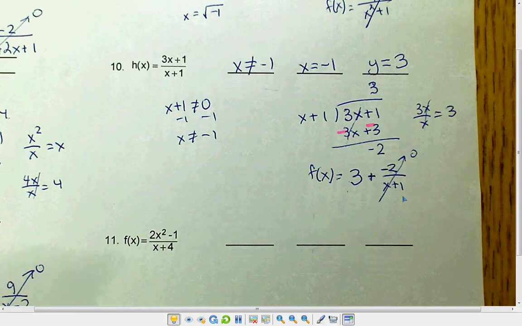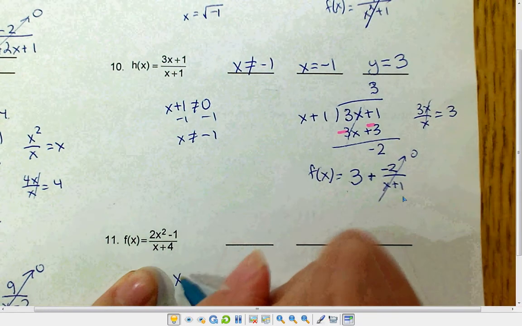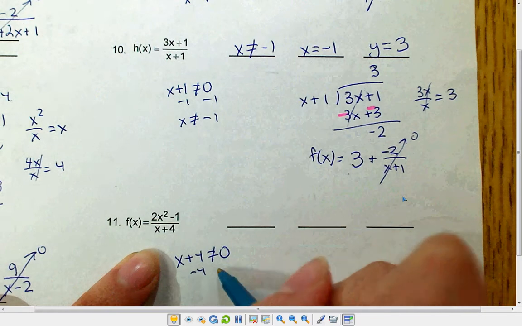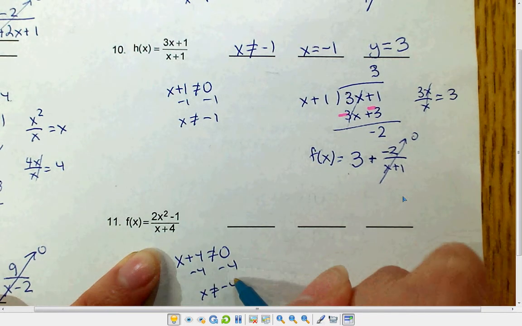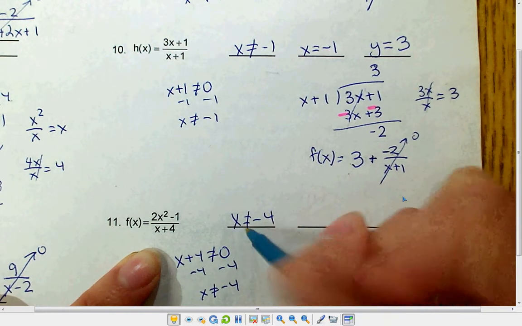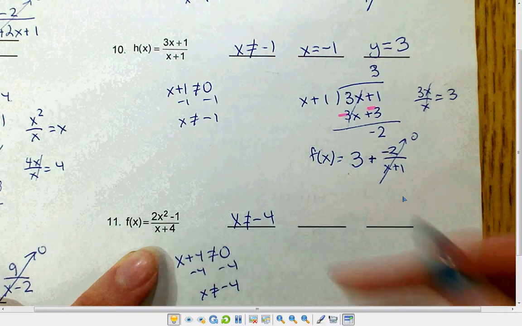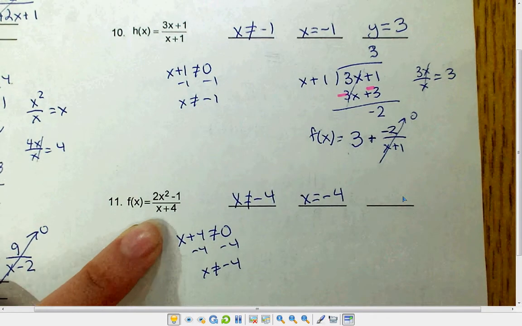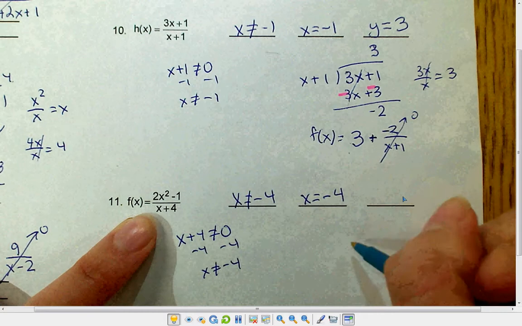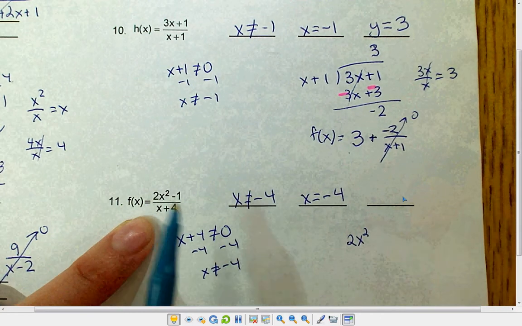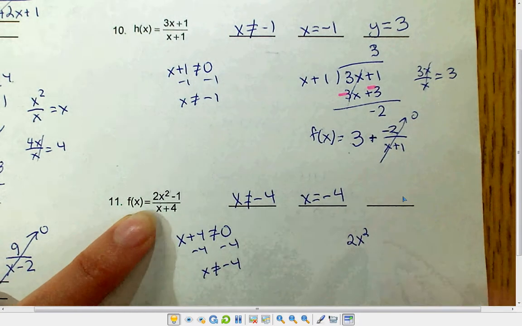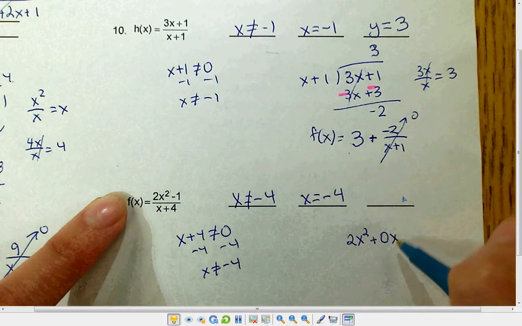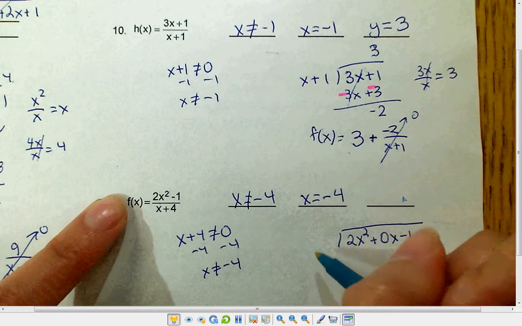Okay, one last problem. Again, let's start off with domain. Denominator cannot equal 0. So we get x does not equal -4. That's my domain. Once you know your domain, you know your vertical asymptote. X equals -4. For our horizontal asymptote, again, we're going to use long division. So for this one, be careful. We have 2x squared. This is missing a term. So you need a placeholder 0 for the 0x minus 1 divided by x plus 4.